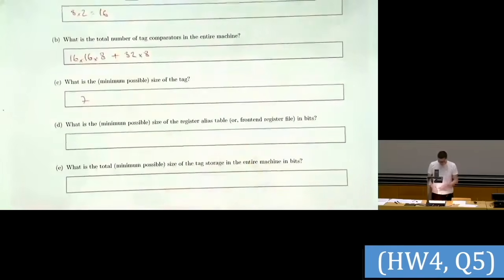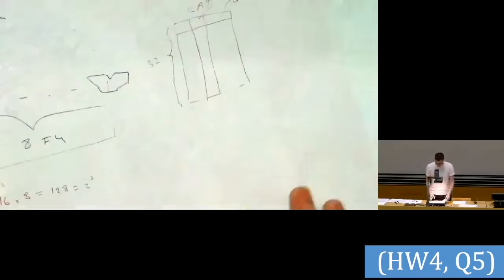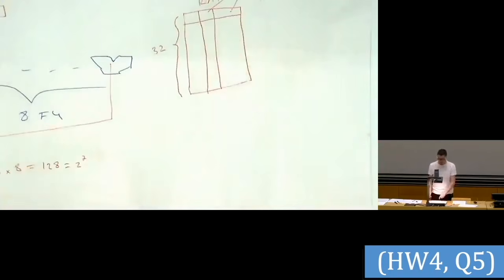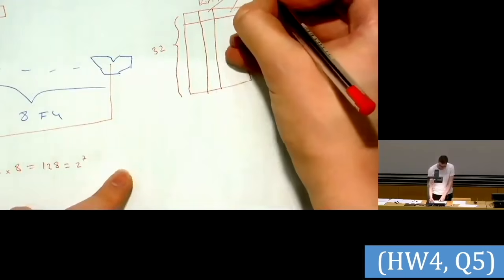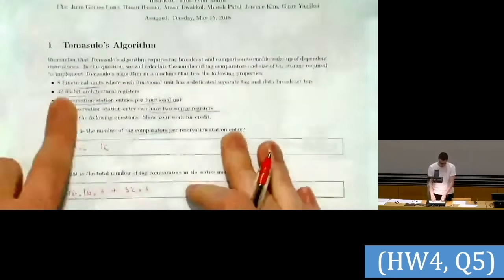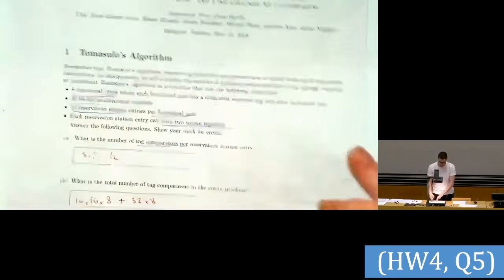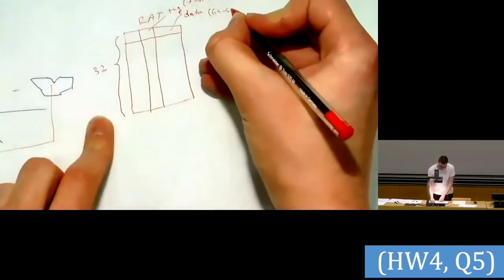And then what is the size of the register alias table in bits? The register alias table should look something similar to this thing here that I drew, right? So we know the tag should be at least 7 bits. And then the data is given in the question. The architectural registers are 64 bits wide. So then per entry, we will need 64 bits.